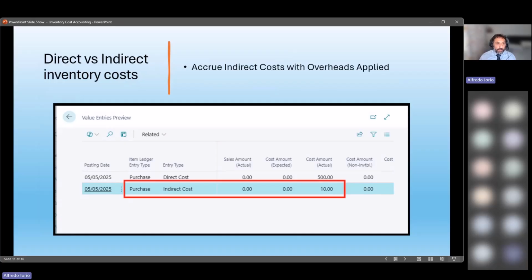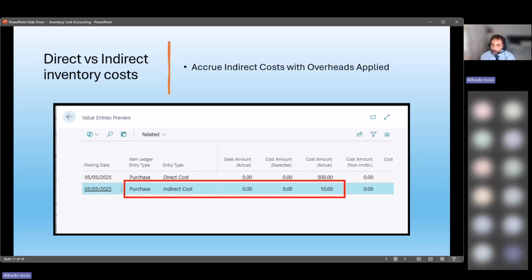But indirect cost or indirect costs in Business Central are also a type. And you can see here another example of value entries. In this case, it's a preview for an order that I didn't post. We have a purchase indirect cost of $10. I believe this is a US sandbox. These are usually accrued on receipt of the item, and they are managed through an overheads applied, which is then reversed at the end of the month.